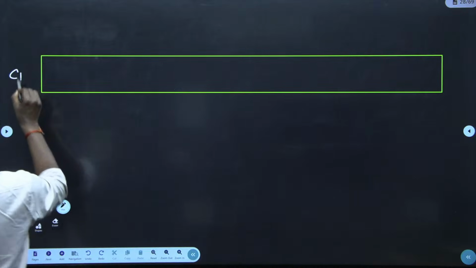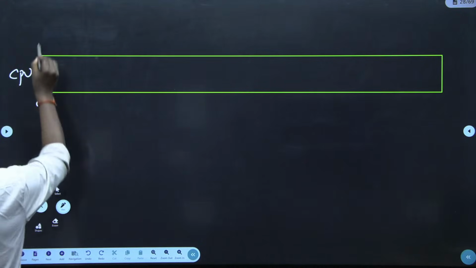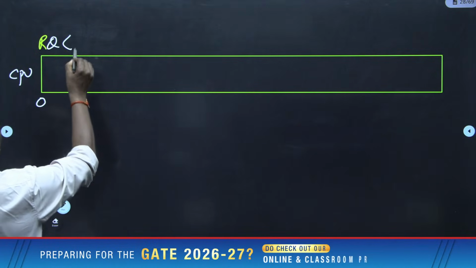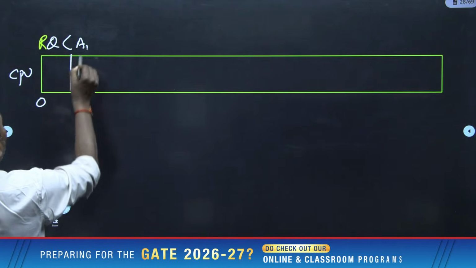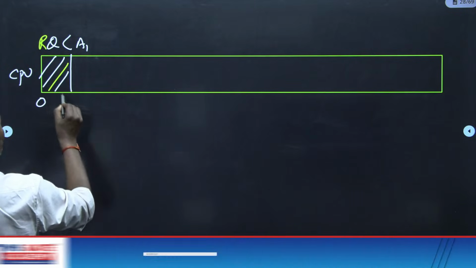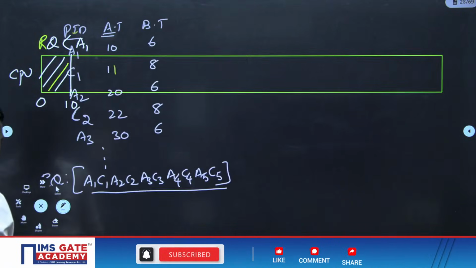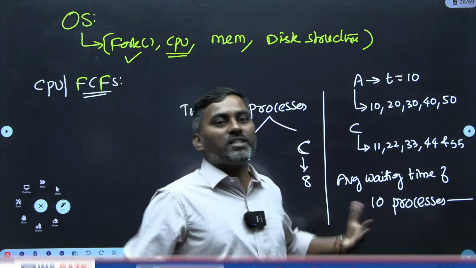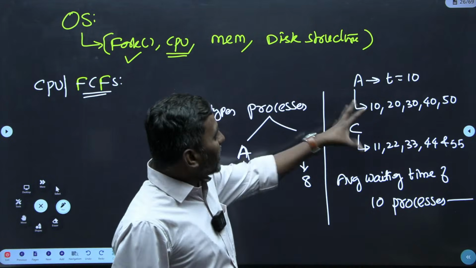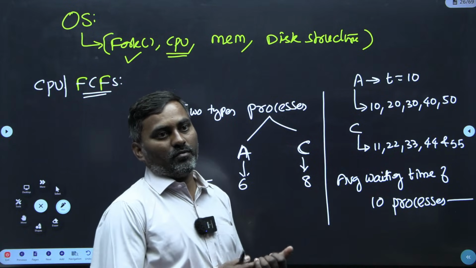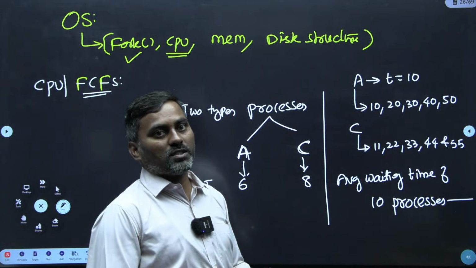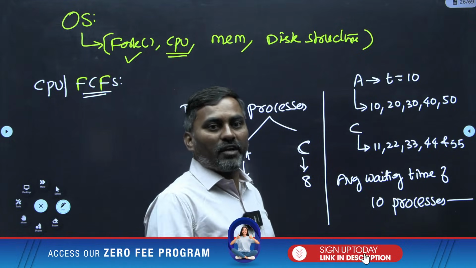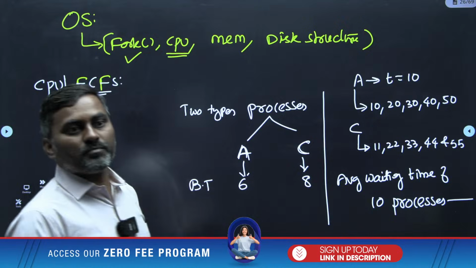So generally CPU time starts with 0 only, right? Ready queue, who arrives first? A1. A1 came at time T10 only, they said. We'll start with T10 now. A and C are two types of process with instances. So total 10 processes are available. 10, 20 like this, so I give the numbers A1, A2 only like this. Getting all of it.